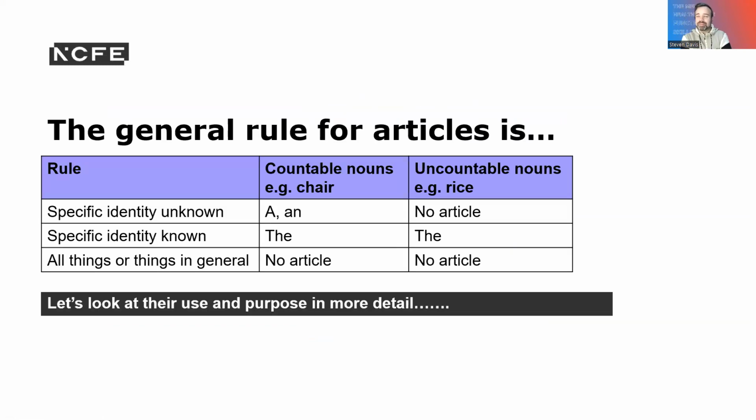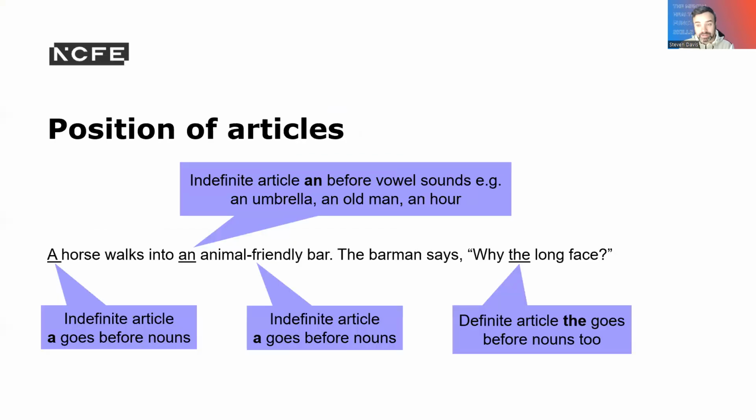The general rule for the article is: a specifically identified, unknown, countable noun takes a or an. Unknown uncountable nouns, e.g. rice, take no article. A specifically identified noun takes the. And all things or general things in general take no article. Let's look at their use and purpose in more detail. All right, let's have a look.